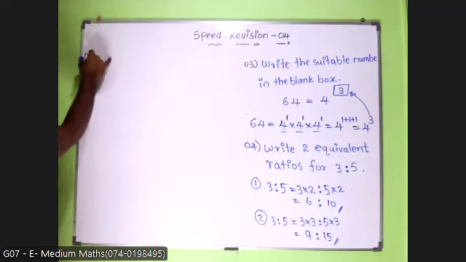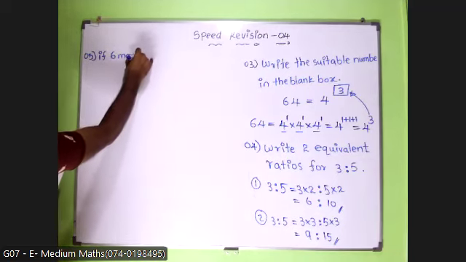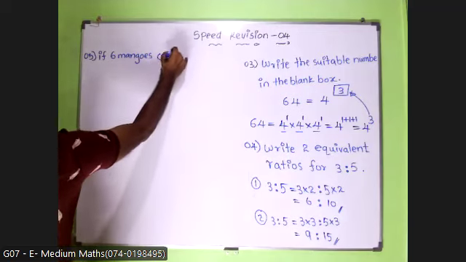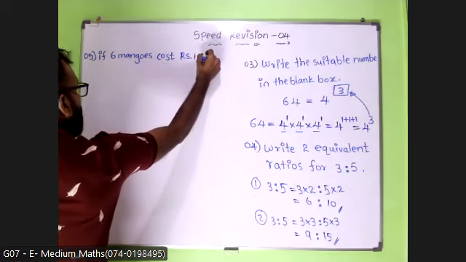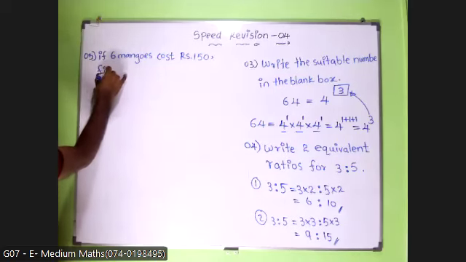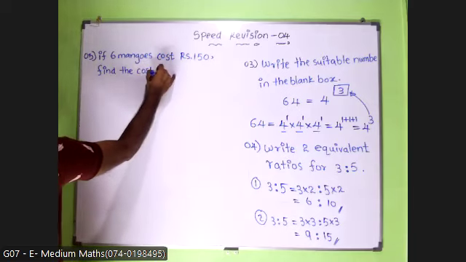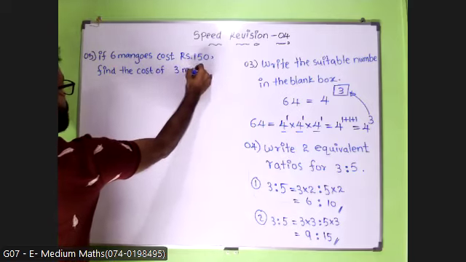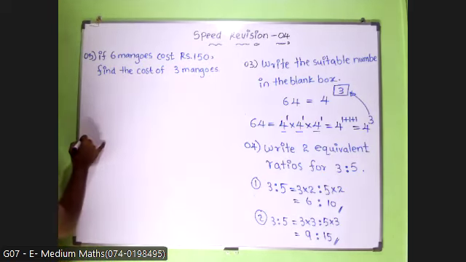Fifth one. If 6 mangoes cost 150 rupees, find the cost of 3 mangoes. Right?